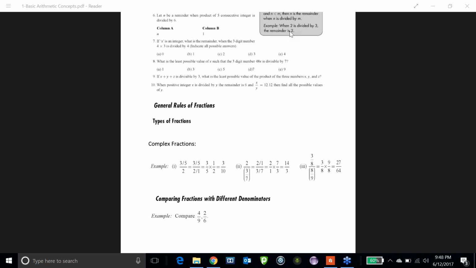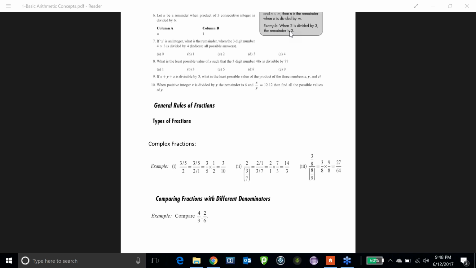So you can take types of fractions. One is simple fraction. What is a simple fraction? A fraction in which both numerator and denominator are positive integers and they have no common factors. For example, 3 by 5. See, both 3 and 5 are integers, but they don't have common factors apart from 1.